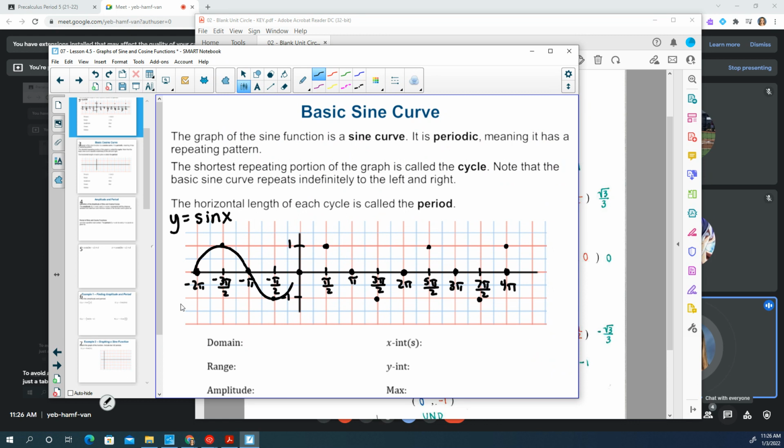And the reason why it's curvy, because you guys all plotted those points, is because you have values in between these that are like square root of 3 over 2. That's like 0.866. You have values kind of like up here. So make that curvy as best you can.